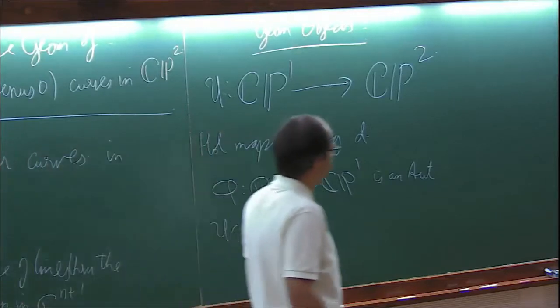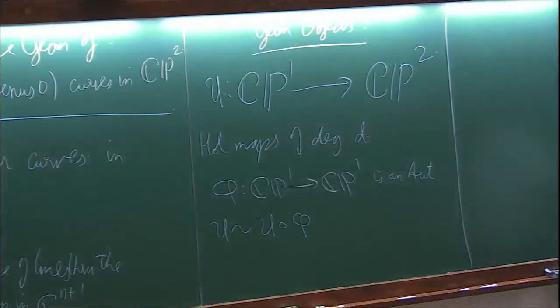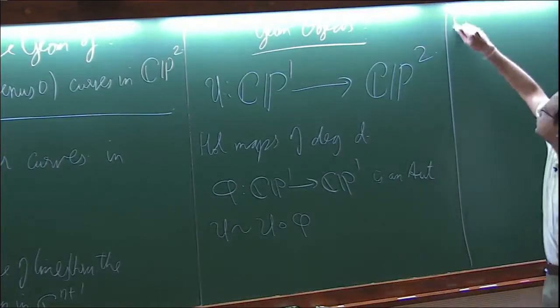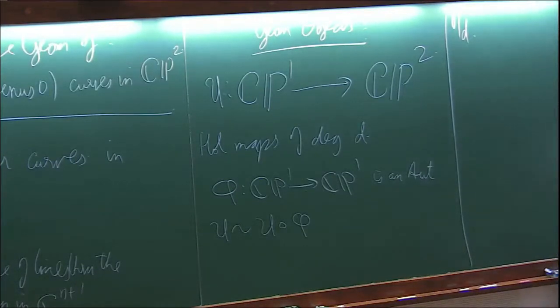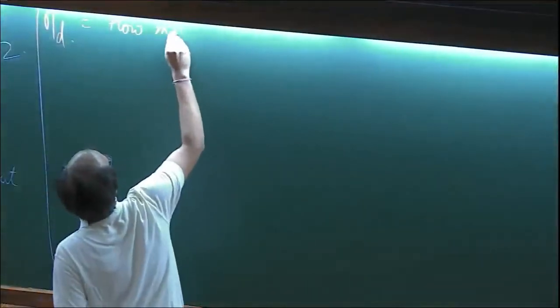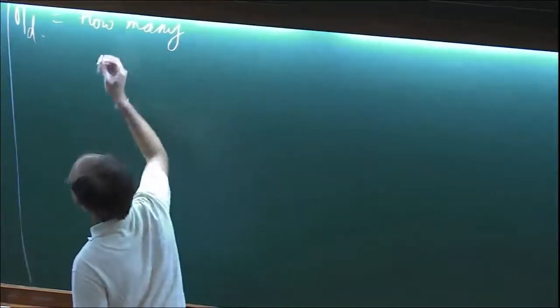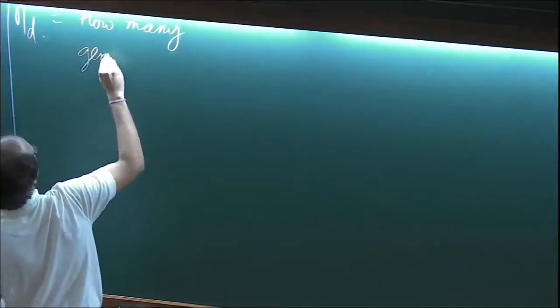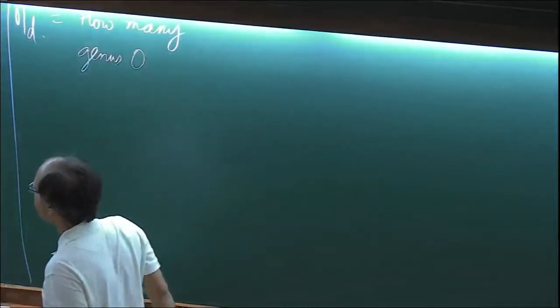And so my simple enumerative geometry question, which I would like to ask, is the following. This is a question which was studied in the late 1900s, and some progress was made. So this is, how many genus zero curves? So why am I saying genus zero?